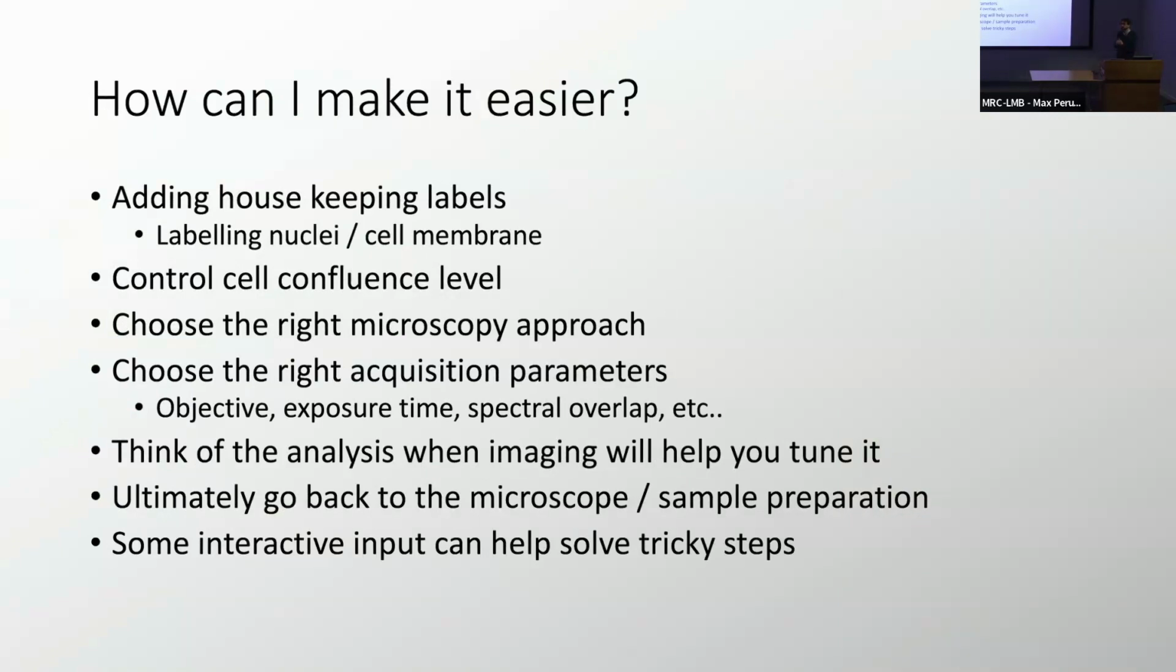What we consider a housekeeping label is labeling a nuclei or cell membrane when we want to have information cell by cell. We want to control the cell confluence levels to avoid an overcrowded environment, where basically it will be very difficult to assign a measurement from one cell to another one.